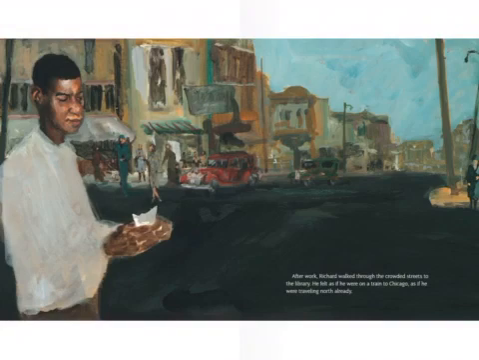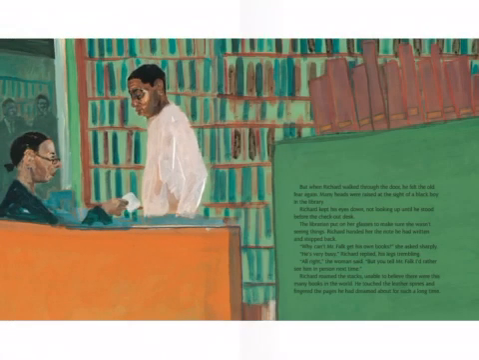After work, Richard walked through the crowded streets to the library. He felt as if he were on a train to Chicago, as if he were traveling north already. But when Richard walked through the door, he felt the old fear again. Many heads were raised at the sight of a black boy in the library. Richard kept his eyes down, not looking up until he stood before the checkout desk. The librarian put on her glasses to make sure she wasn't seeing things. Richard handed her the note he had written and stepped back.